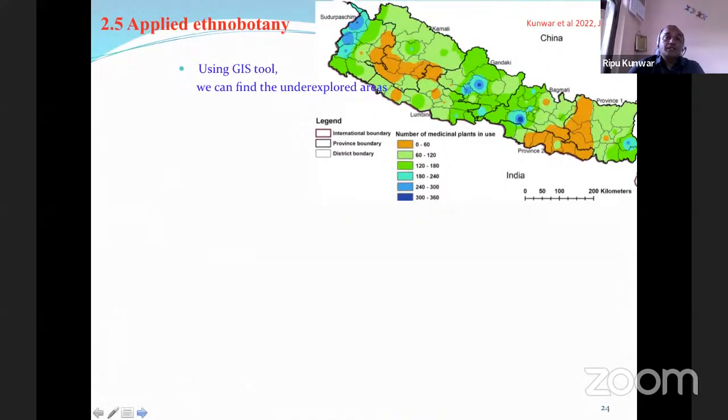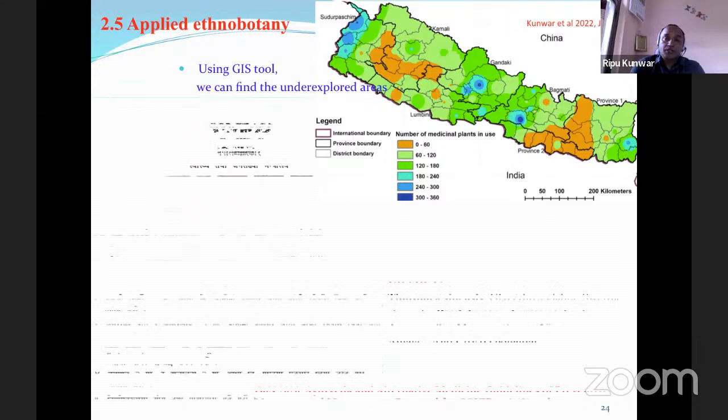And the next one is applied ethnobotany. We can do applied ethnobotany, and here using a GIS tool, we can find out, as I already presented over here, this map shows that this brown color is an underexplored area. So by using a GIS tool, we can give some idea to other readers about which area is underexplored, or which area is extensively studied.